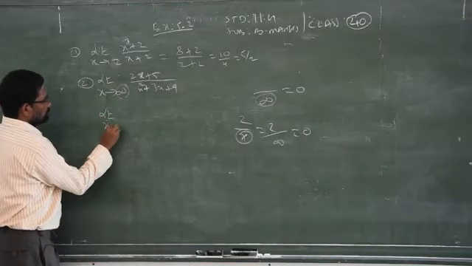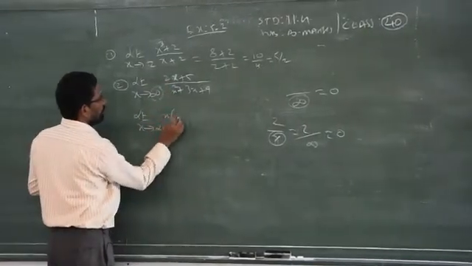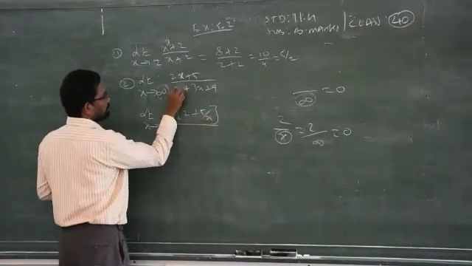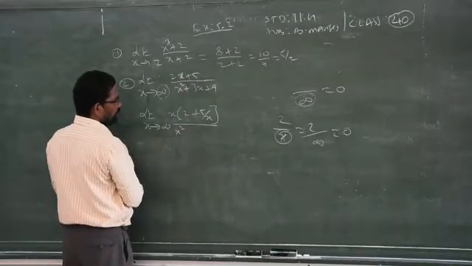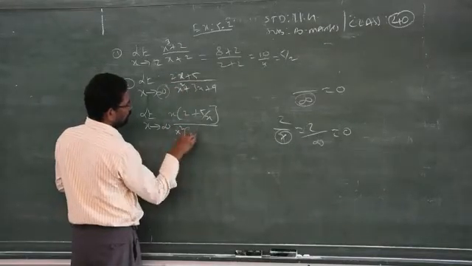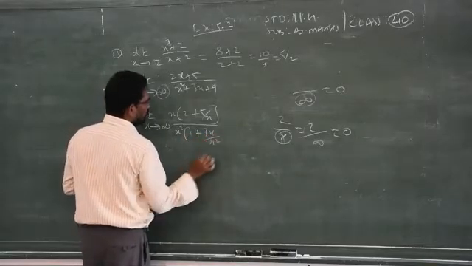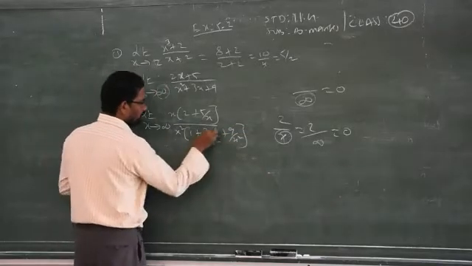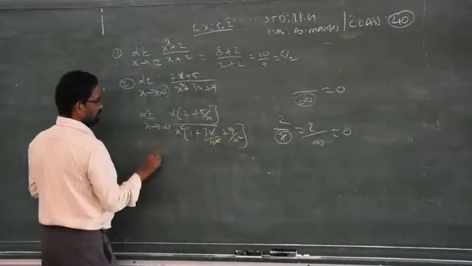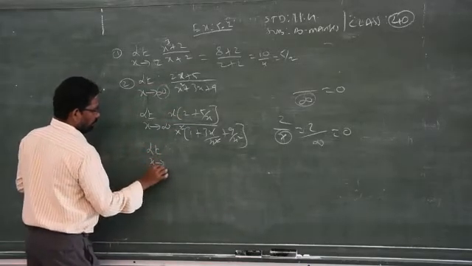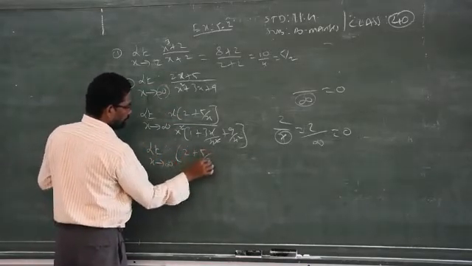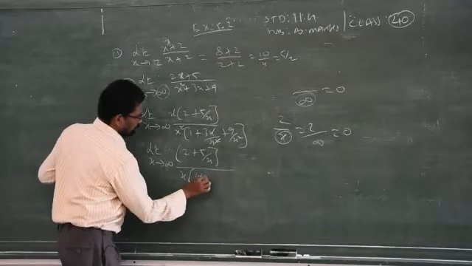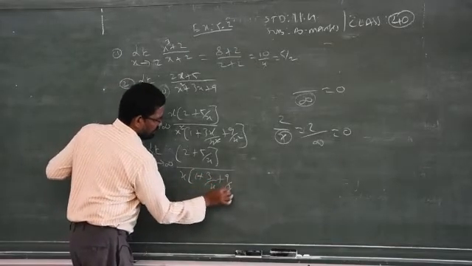Limit x goes to infinity, take x outside: 2 plus 5 by x, over, what is the maximum degree? x square. So x square outside, what is that? 1 plus 3x by x square plus 9 by x square. Clear? Now this will be eliminated. This x gets cancelled. Limit x goes to infinity, 2 plus 5 by x over x into 1 plus 3 by x plus 9 by x square.